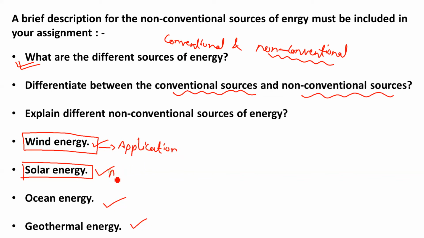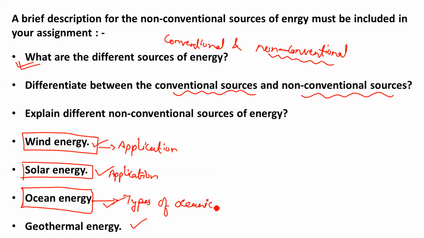In the brief description you have to give their applications: how they are used and what the methods of using them are. For ocean energy, there are also different types. Mention the different types of ocean energy, such as tidal energy and wave energy, how oceanic energy is used, and then their applications. The last is geothermal energy. First, mention the definition of geothermal energy, then how it is used nowadays, and what its benefits are. You have to give the advantages of each case.